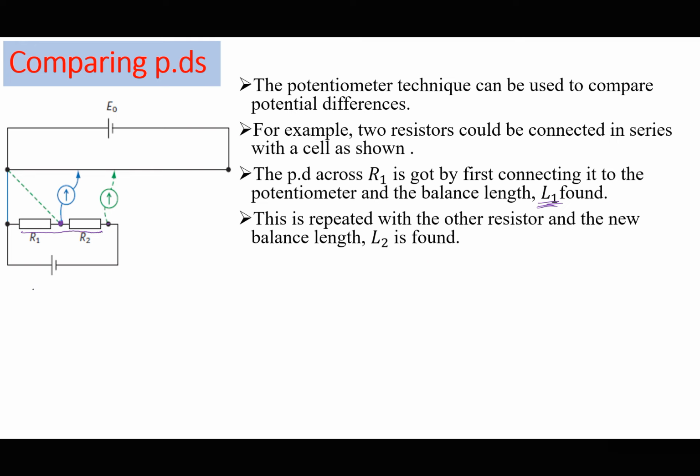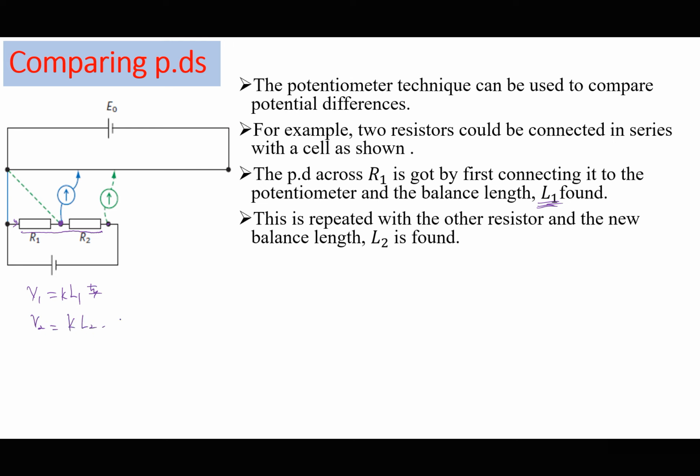So remember, for the first case, V1 was equal to the PD across the balance length, which was K times L1. If I know the current here, I would just use the current here, but it will of course be the same current, but I don't need that. So V1 is going to be equal to K times L1. Then if I transfer it to this position here, V2 is also going to be equal to a constant times the length L2.